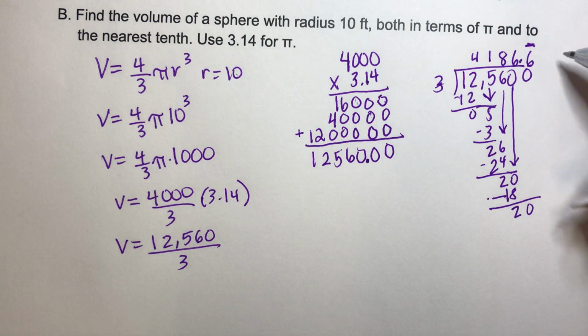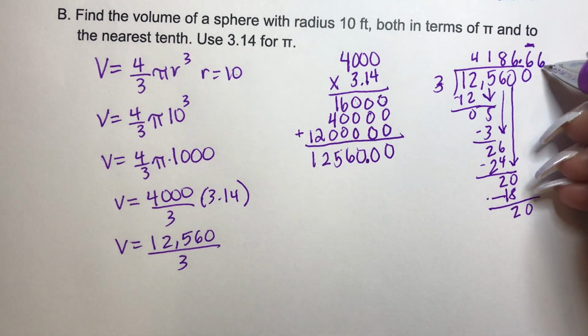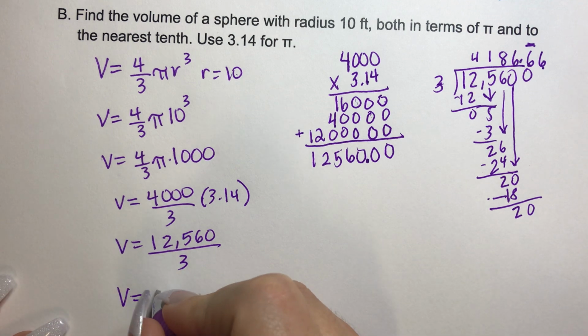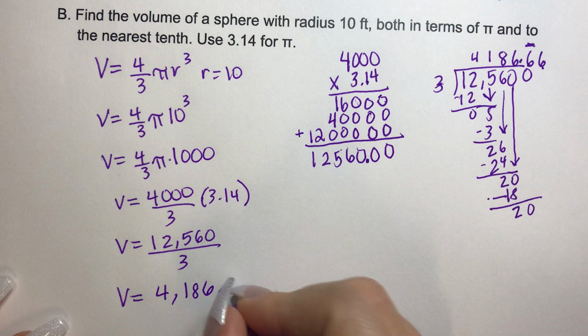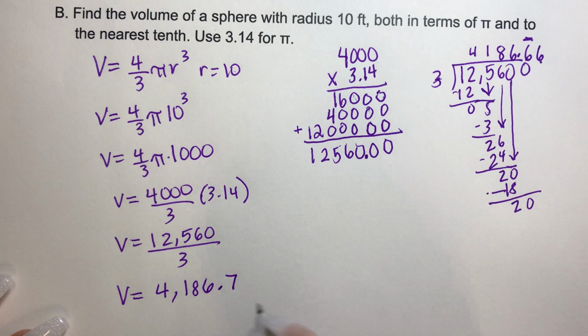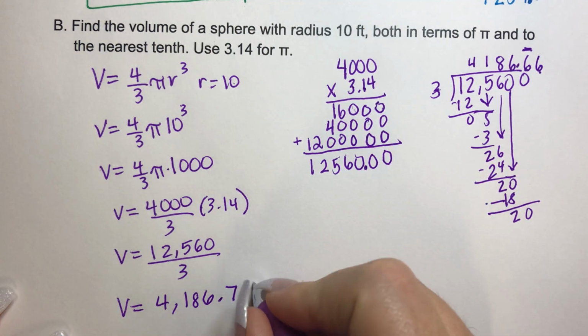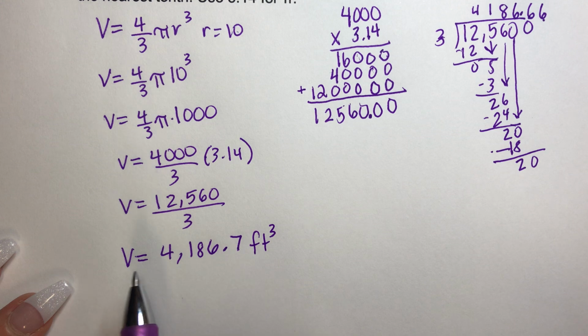So that means, what does it say, to the nearest tenth? So this would be a 6. This would be a 6. This 6 would round that up to a 7. So that means that the volume equals 4,186.7 feet cubed.